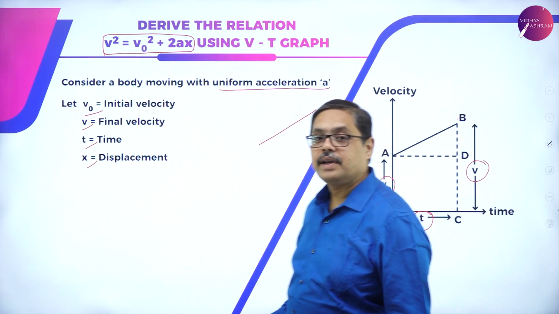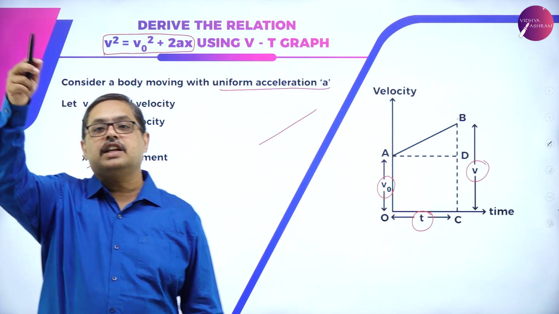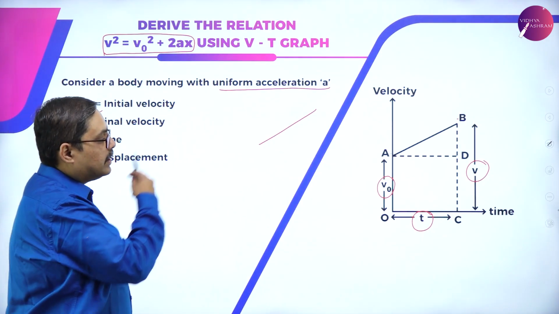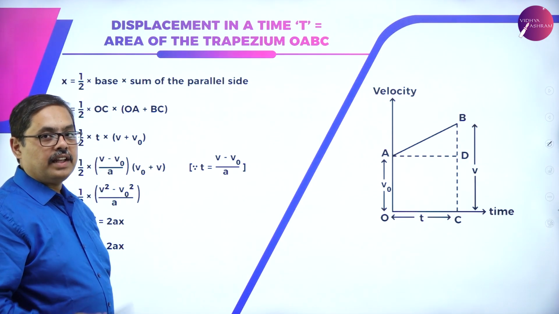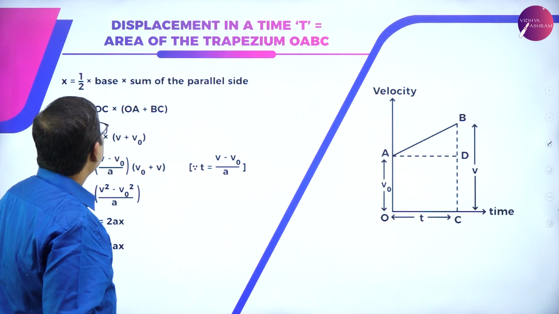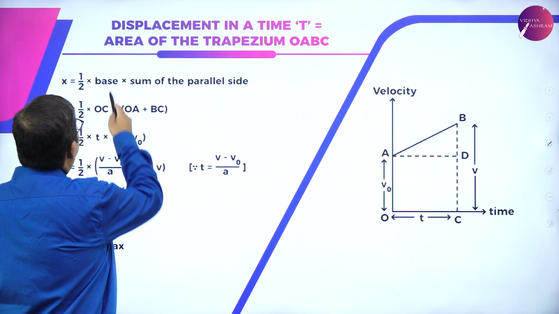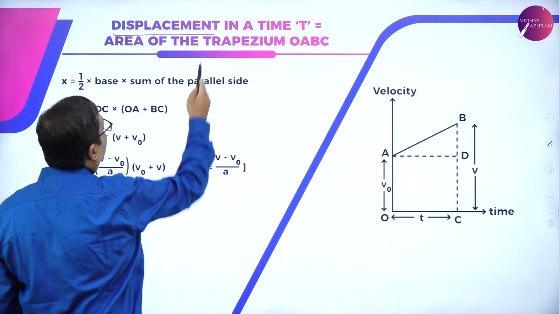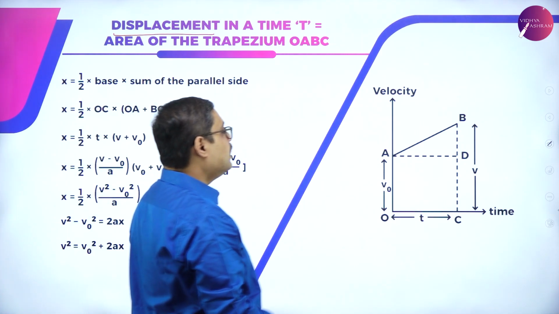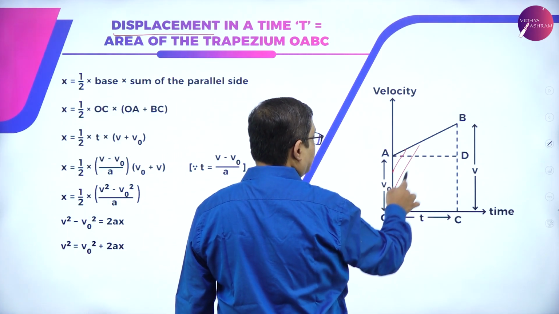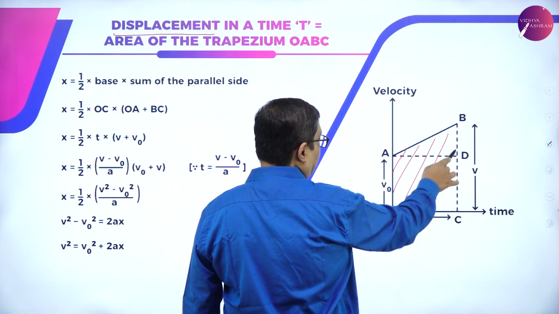Or the time taken by the body to change its velocity from V naught to V is T. Let us derive the equation. Once again, I take the displacement into consideration. How will I get the displacement? Displacement is given by the area under the curve.